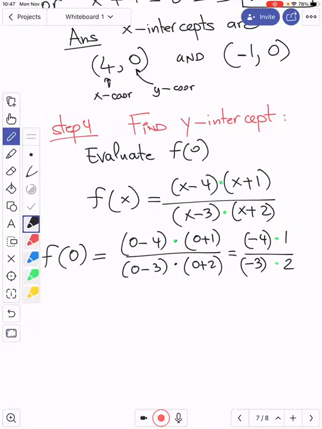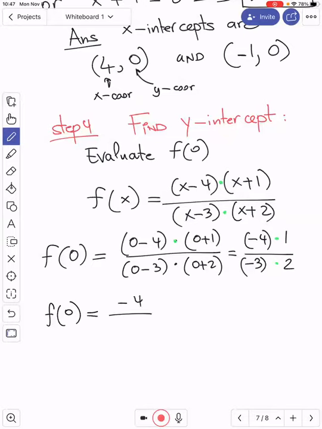So f of 0: the top is negative 4 times 1, so that will be negative 4. The denominator is negative 3 times positive 2, and negative times positive is negative, so that will be negative 6. Negative over negative will be positive. Then we can reduce this fraction, since both 4 and 6 are divisible by 2. So we divide both of them by 2, and that will be 2/3.